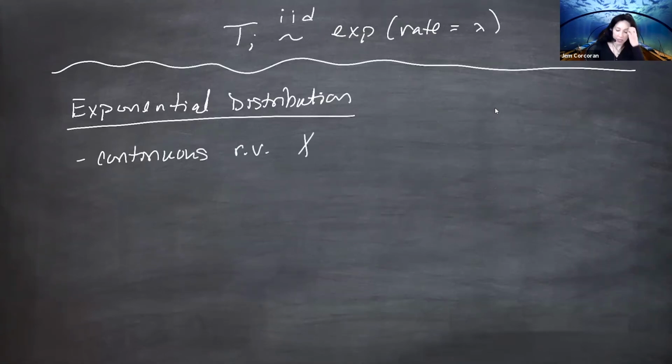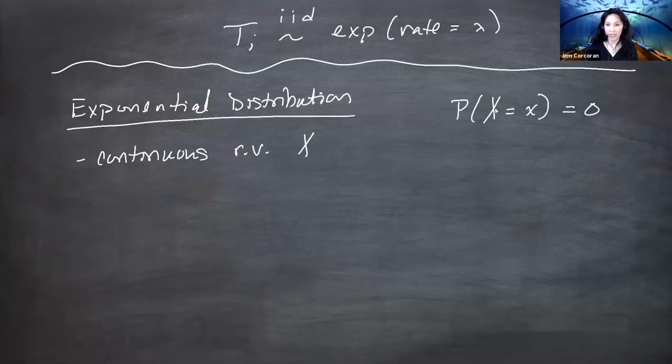I'm going to call it X. And recall from some probability you've had before that the probability that X for a continuous random variable is equal to any particular value is always 0. You know, the idea is there's just too many values.